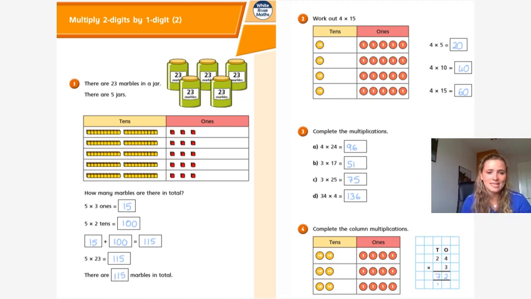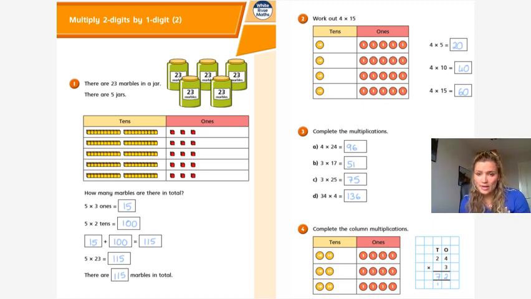So the answers for these are 5 times 3 ones is 15, 5 times 2 tens, because remember 2 tens is 20, so 5 times 20 is 100. Add those two numbers together, so there will be 115 marbles in total. Number 2, 4 times 5 is 20, 4 times 10 is 40. If you added those together, you would get the answer 60.